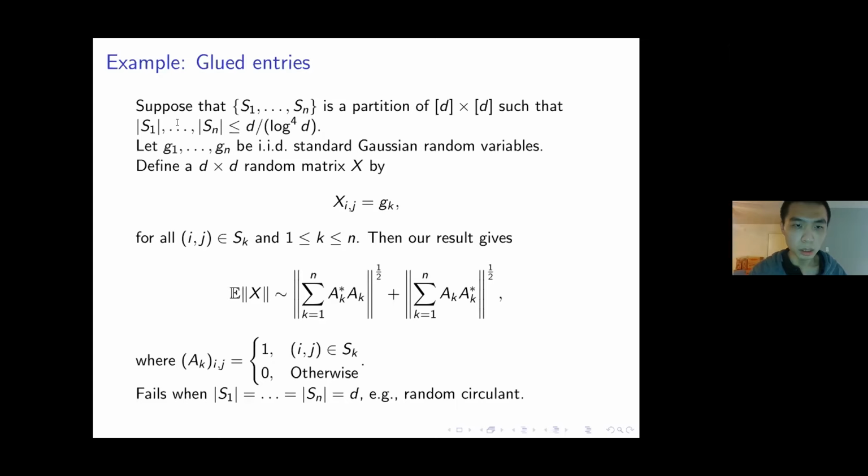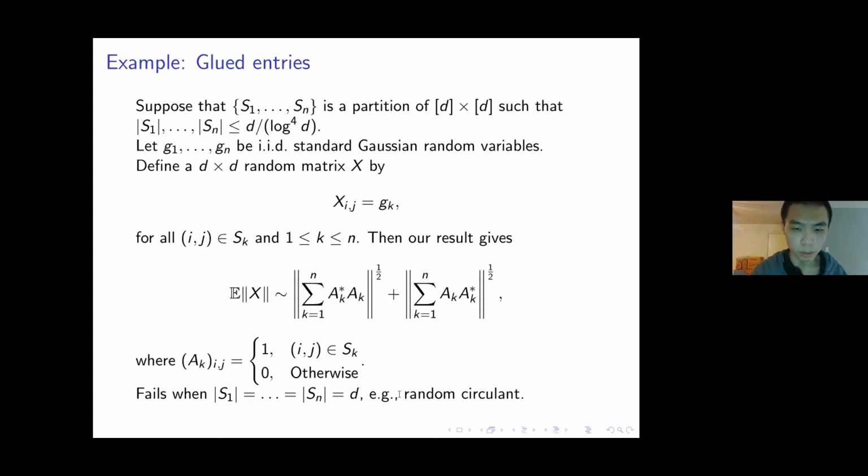But then if each block is, let's say this one, okay? So rather than less than or equal to d over log d to the power 4, it is equal to d, then this result will fail, because random circulant is an example where we force d number of entries to be the same. Each block is of size d. We force all the entries in the same block to be the same.